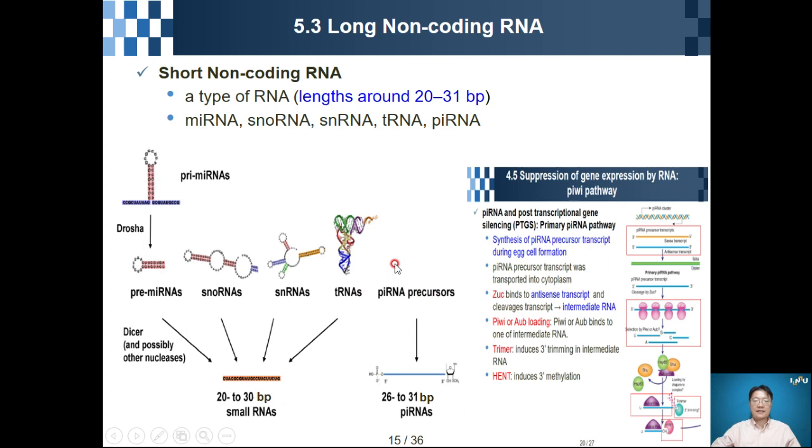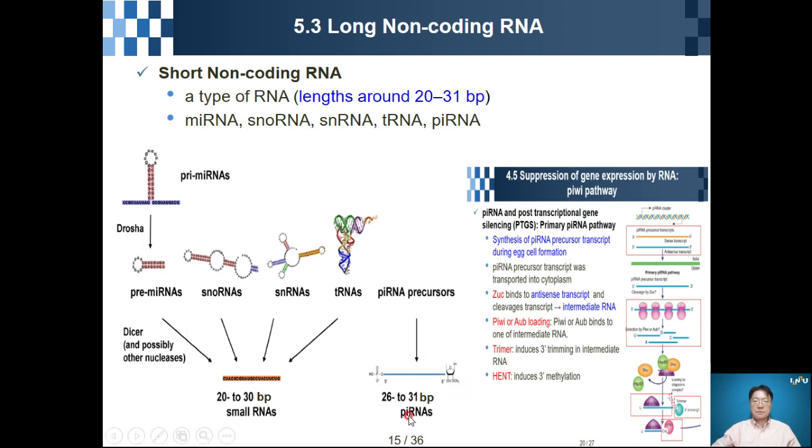is the piRNAs. In the case of the miRNA, snRNA, snoRNA, and tRNA, they are usually processed by Dicer, so they will become 20 to 30 base pair small RNAs. However, the piRNAs have a precursor. After that, Zucchini binds to the antisense transcript. After that, Trimmer and HEN1 make the 26 to 31 base pair piRNAs.